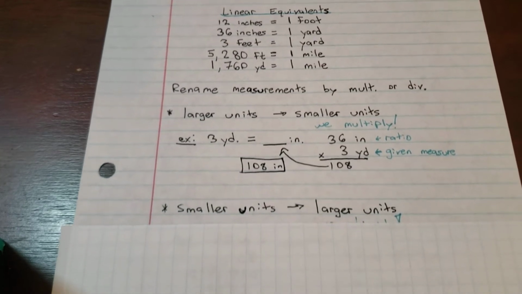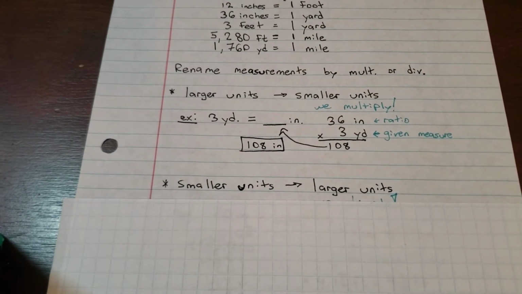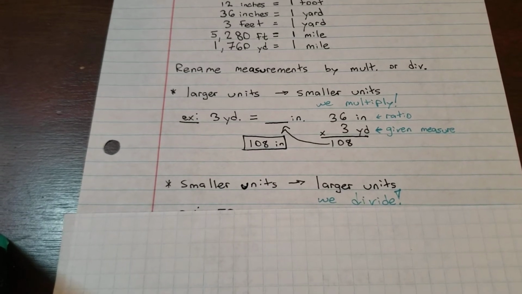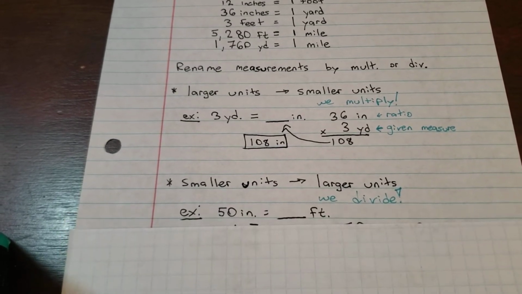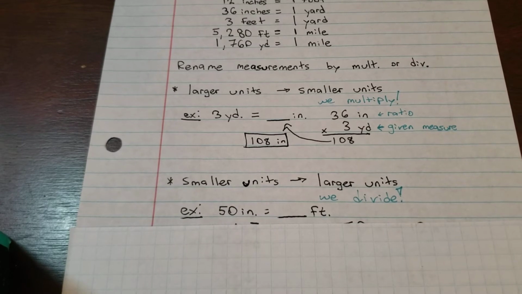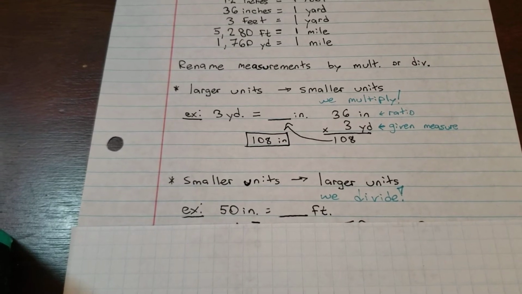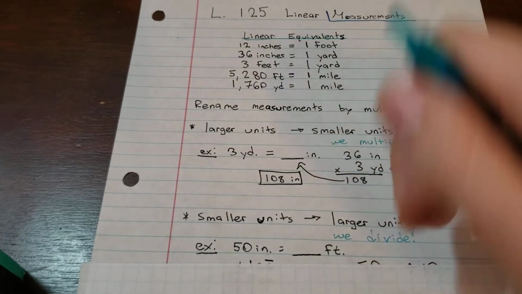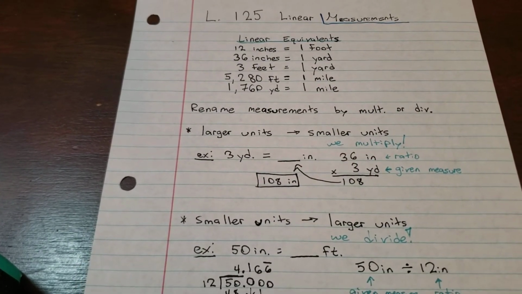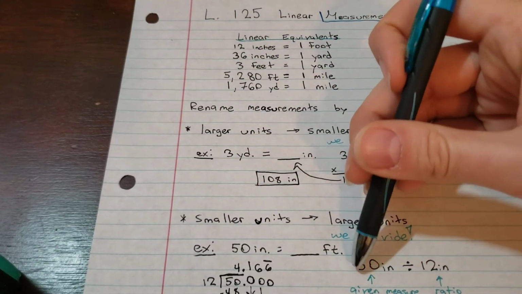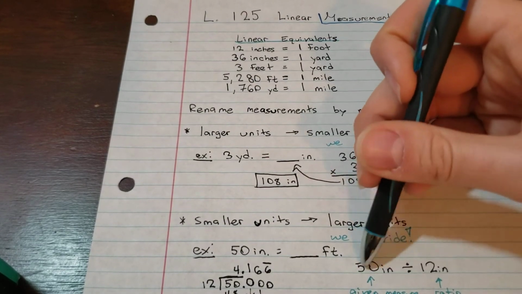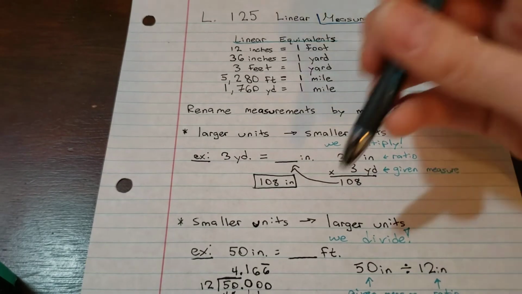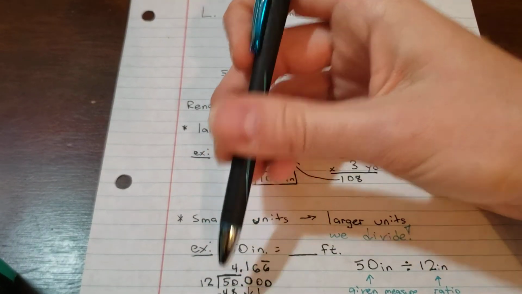Okay. If we're going from smaller units to larger, we're going to divide. How many, if we have 50 inches, how many feet is that? Well, we're going to divide. These are our given measurements. This is the ratio, right? 12 inches per 1 foot. So we divide.